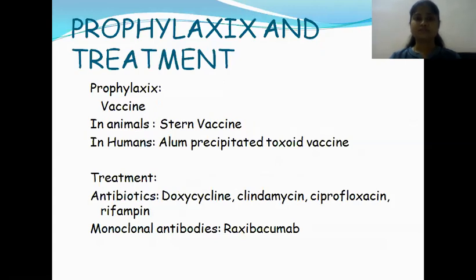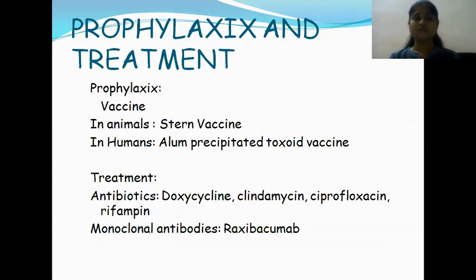Coming to the prophylaxis and treatment, for prophylaxis vaccine is available. Vaccine is available for animals as well as for humans. The animal vaccine is called the Sterne's vaccine. This is a spore vaccine as we have discussed earlier. One dose of vaccine is given to the animals, which gives a protection for about 1 year.